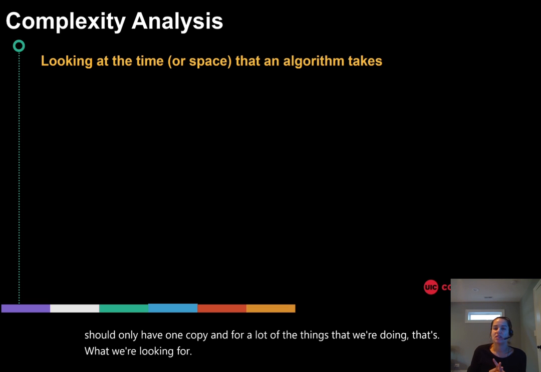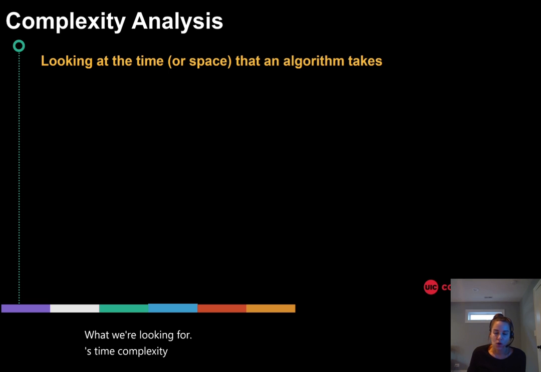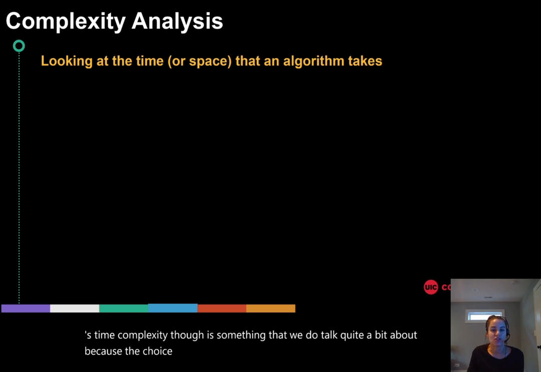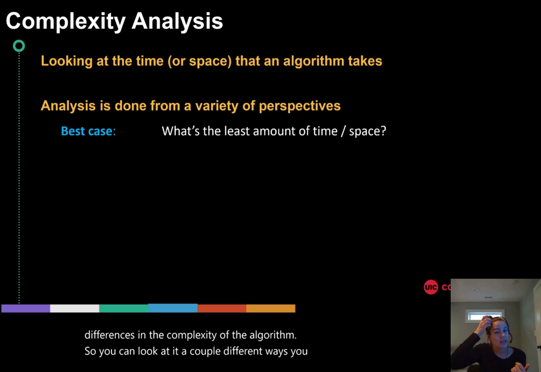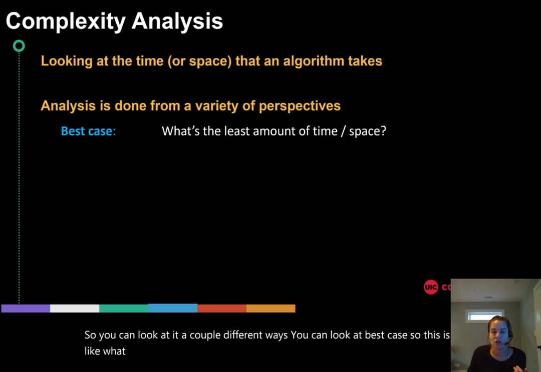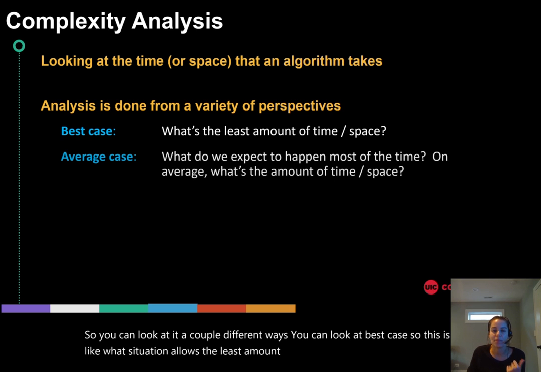Time complexity, though, is something that we do talk quite a bit about, because the choice of the abstraction or data structure sometimes makes huge differences in the complexity of the algorithm. So you can look at it a couple different ways. You can look at best case. So this is like what situation allows the least amount of computations to happen.